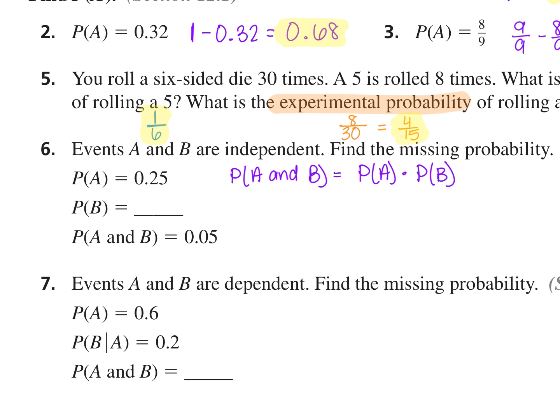So solving it, the probability of A and B, they gave it to us, which is right here. I'm just going to go ahead and plug it in. 0.05 equals the probability of A. Again, they gave me that one. Writing it in, I'm going to get 0.25 times the probability of B, which I don't know, so I'm representing that as an x. So in order for me to solve for x, I have to go ahead and divide both sides by 0.25.